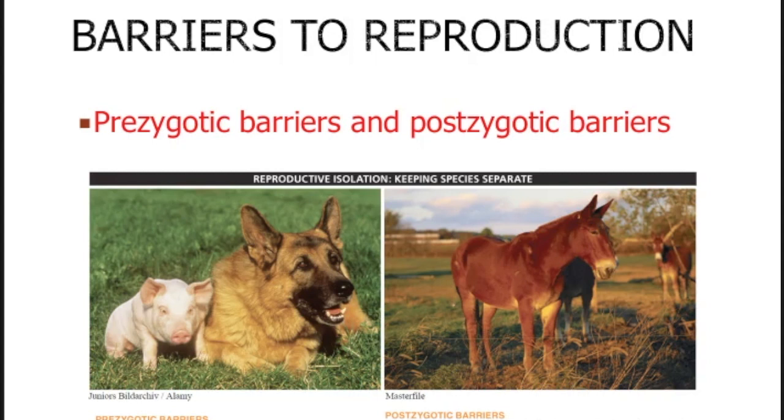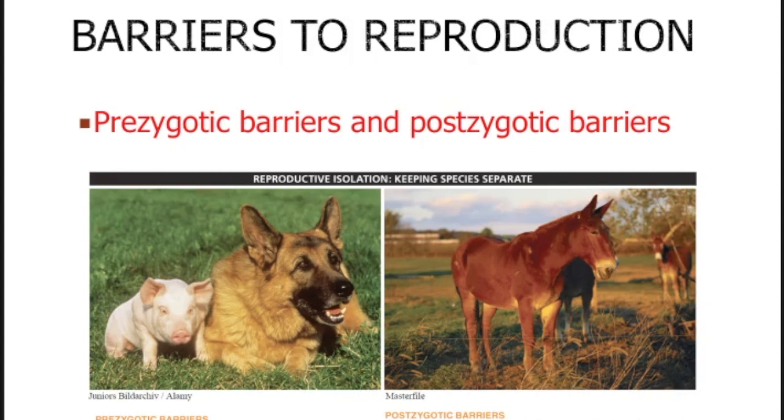However, sometimes you do get matings between things that we think are different species, and they produce hybrid offspring. But if the hybrid offspring do not survive long after the fertilization process, then even though we do have a zygote forming, we still would consider them separate species because it's not viable.